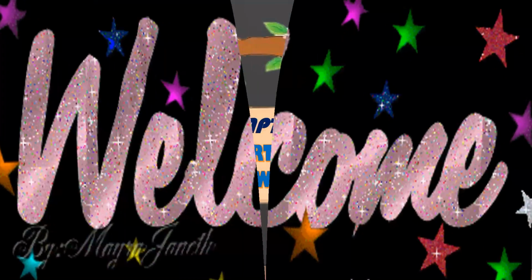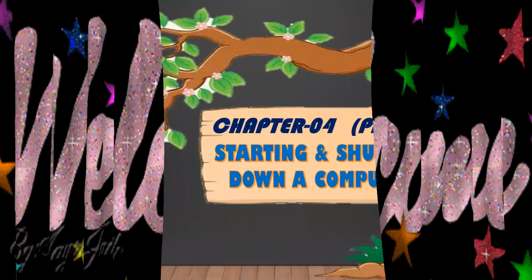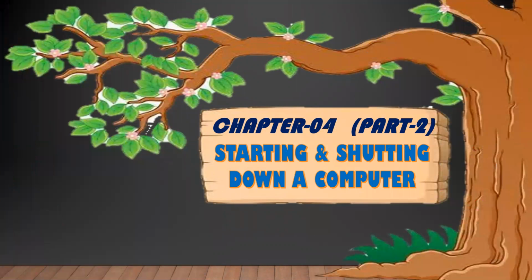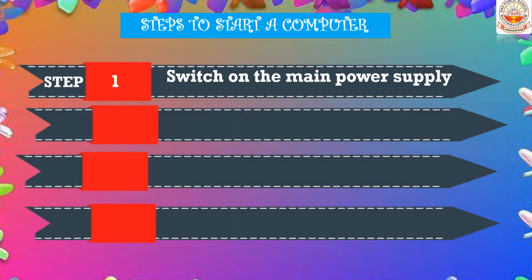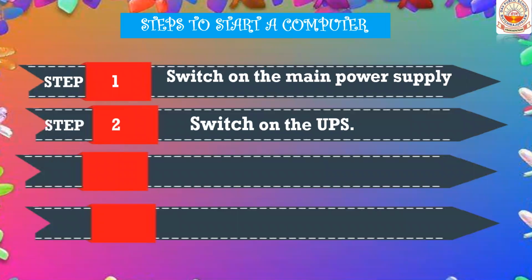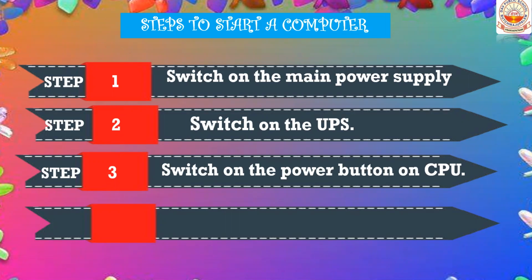So today, we will continue the remaining part of the lesson, starting and shutting down a computer, Part 2. Okay, children? In the previous video classes, you have learned the steps to start a computer, isn't it? So let us see the steps once again. Can you tell me what is the first step? Yes, switch on the main power supply. And what is the second step, children? Switch on the UPS. Then the third step is switch on the power button on the CPU. Then the fourth step is switch on the monitor.